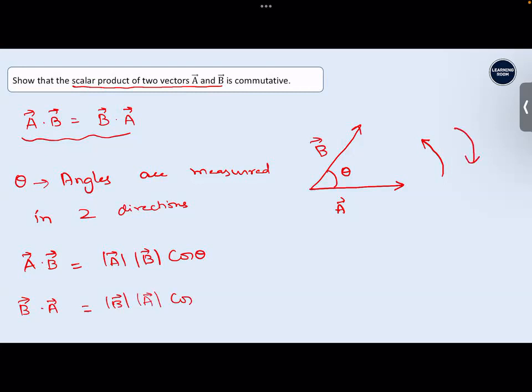In your mathematics, you would have learned that angles measured in the anti-clockwise direction are positive and angles measured in the clockwise direction are negative. So in that scenario, here you will have cos of minus theta, right? So this will be magnitude of B vector into magnitude of A vector. And remember, cos of minus theta is cos theta because it is the fourth quadrant. If you don't know this, make a note of this point.